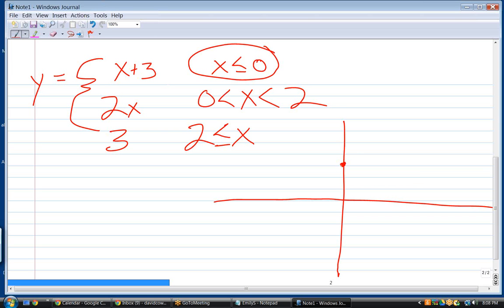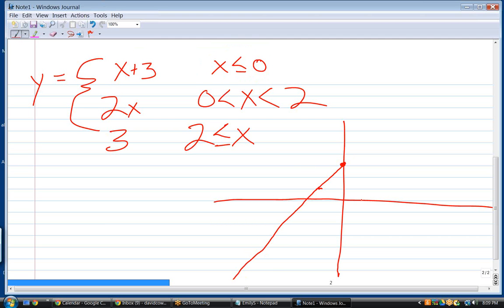So I know my slope is 1, which means I go down 1 or down 2 and over 2. It's a positive slope. So the slope goes like this. And should this be a closed dot or an open dot? It should be a closed dot. Okay. So that graphs that part.